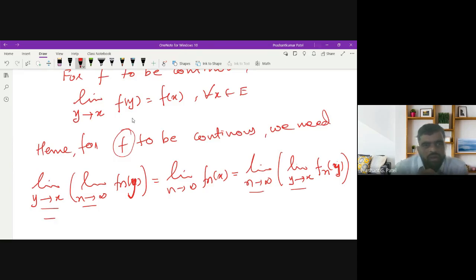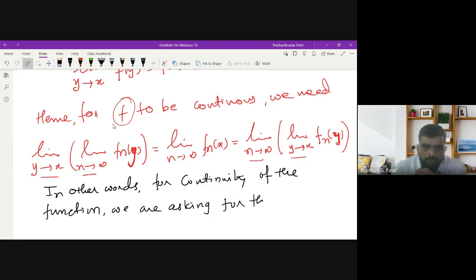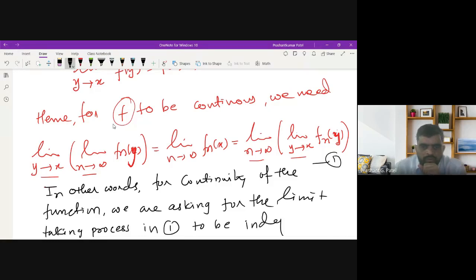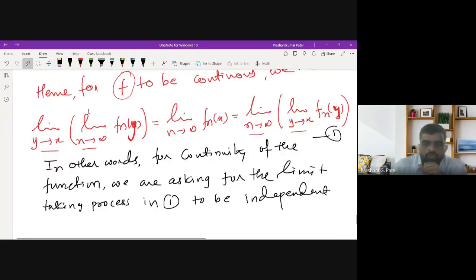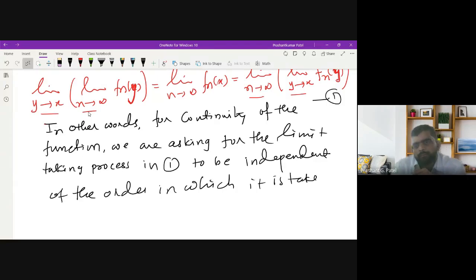So in other words, what we can write as a remark now, in other words, for continuity of the function, we are asking for the limit taking process, if I call this process in one, to be independent of the order in which it is taken. Okay.